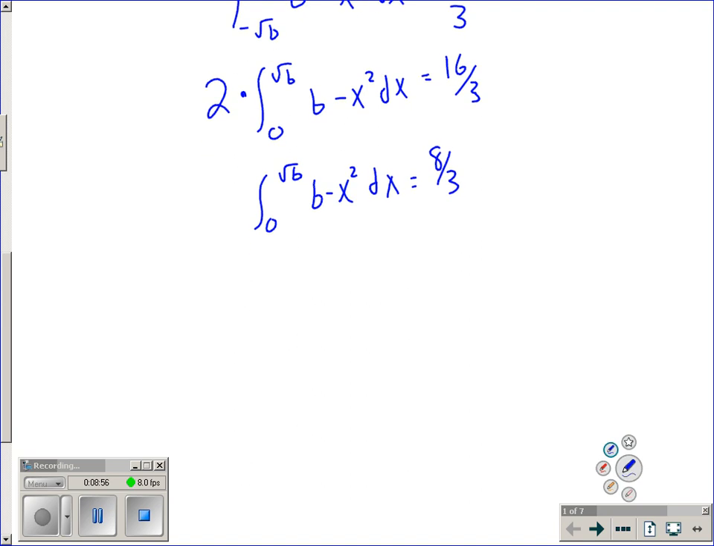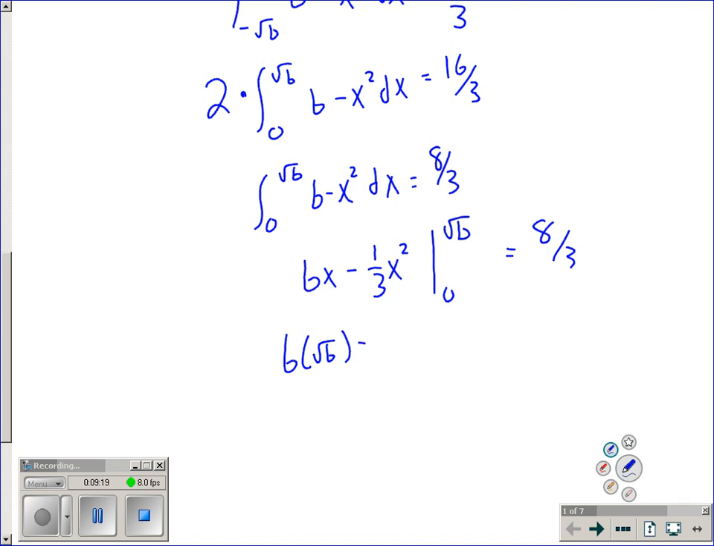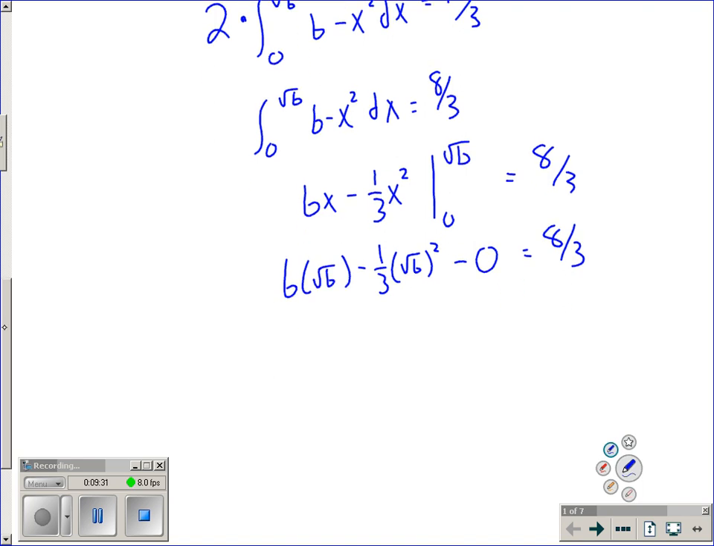All right, b is just a constant, so the integral of b is just bx, and then minus 1/3 x cubed, and we're evaluating from 0 to square root of b. Okay, and again, this is going to equal 8/3. So now I'm going to plug in my values. So b times the square root of b minus 1/3 square root of b cubed. And if I plug 0 into any of that stuff, it's just going to be 0, and that equals 8/3. Okay? Let's keep going. We got this.